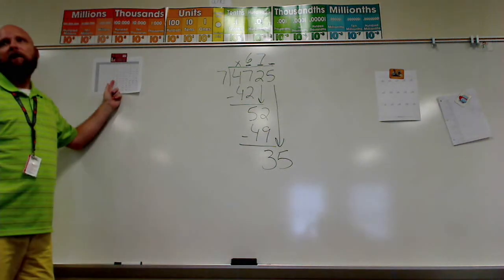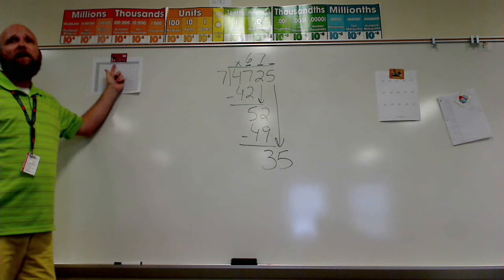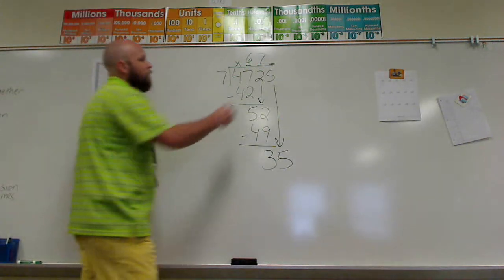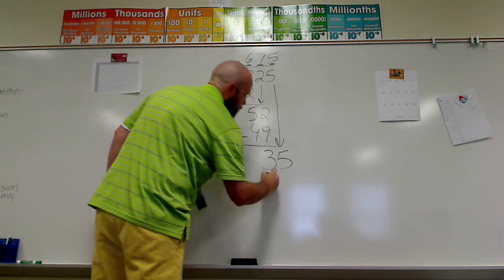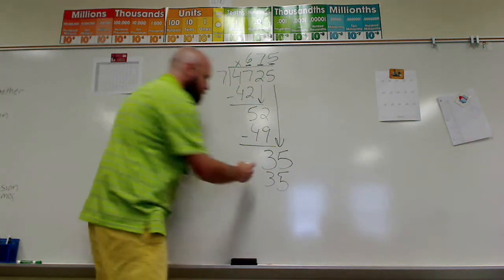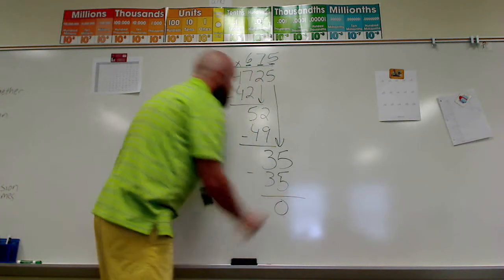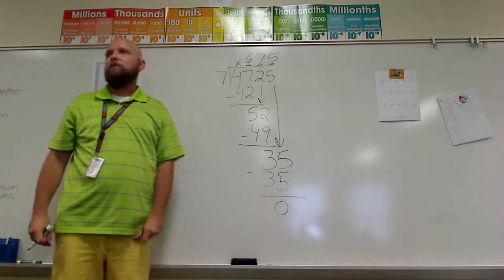Oh, look, it lands exactly on 35. I go up, and I see it's 5. So 7 goes into 35 5 times. 5 times 7 is 35. Once I subtract, my difference is 0. So that means I have 0 as a remainder.